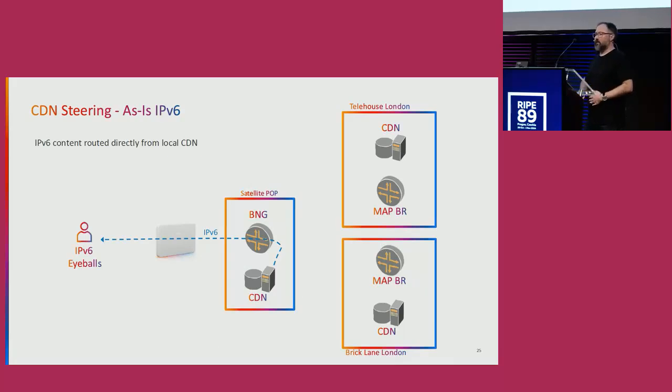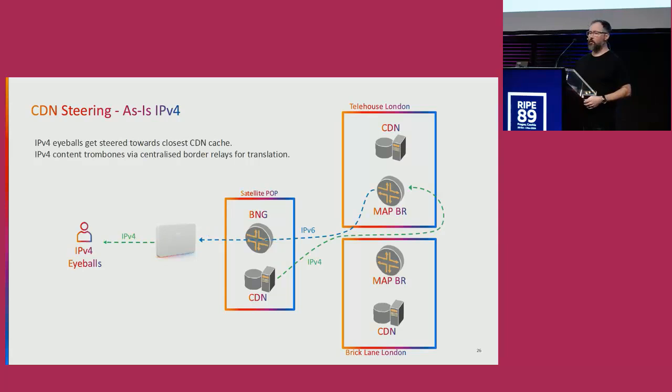CDN steering is another thing that becomes a bit more challenging in this IPv4-as-a-service world, or indeed even a traditional carrier-grade NAT world, where your IPv4 topology is different from your IPv6 topology. So we've got CDN caches quite deep into our network at those satellite PoPs I mentioned earlier. The happy path for IPv6 eyeballs is that we'd steer them directly to their closest CDN cache. The unhappy path for IPv4 eyeballs is that we'd still use that same CDN cache, but that gets tromboned back up to our centralized sites where the border relays are for translation, before coming back down again to the subscriber.